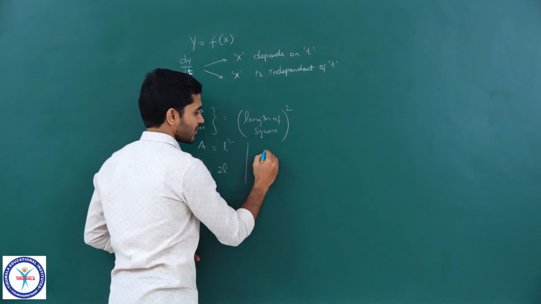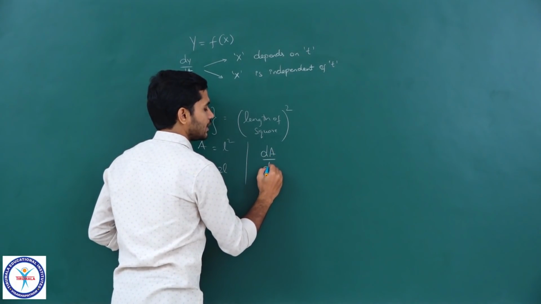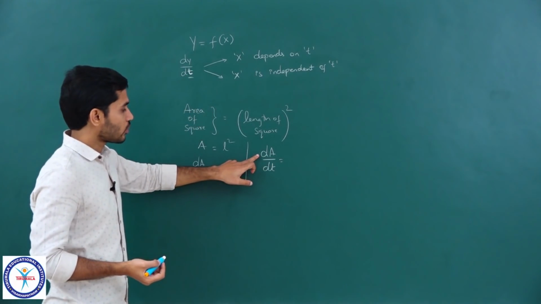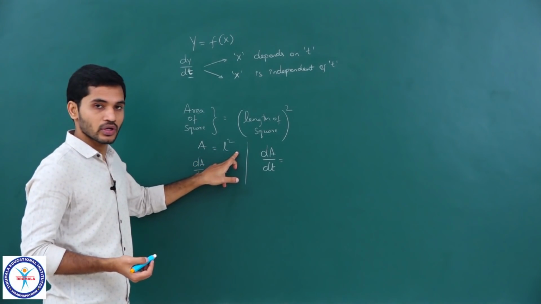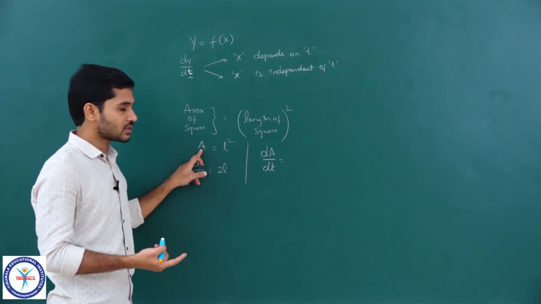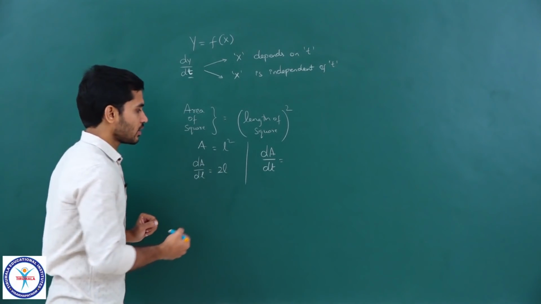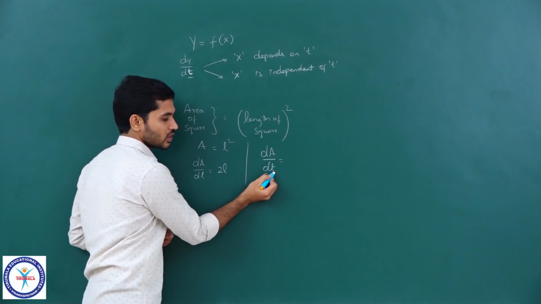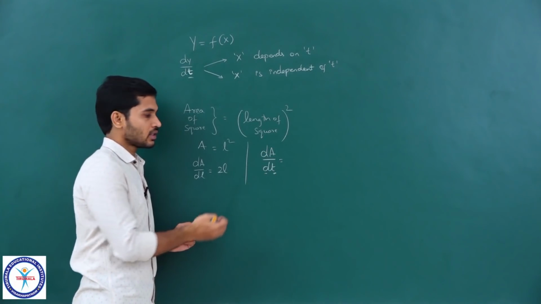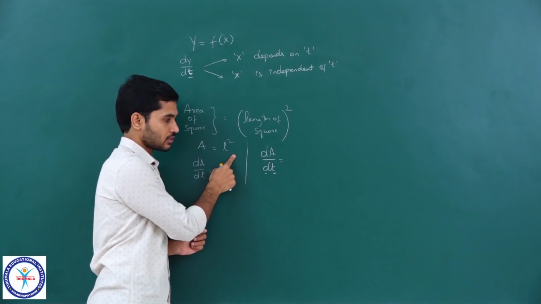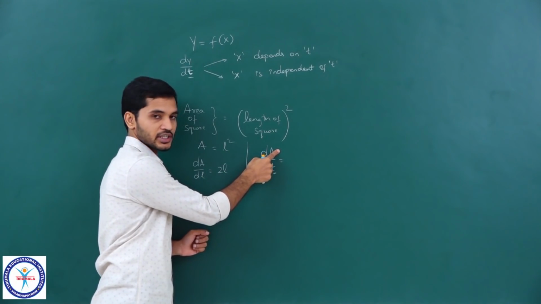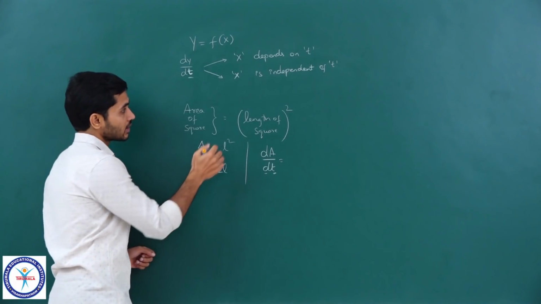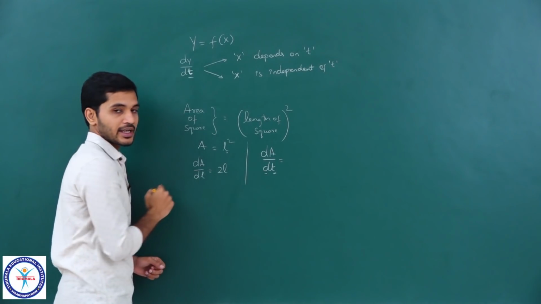But in the same question, if I ask you what is dA by dt, now this is where you should be very careful. Why? Because I told you that A is dependent on L, the value of A depends on the value of L. But I am asking you, how does area change with time? A depends on length, and we ask how area changes with time. To answer this, you have to first know whether length depends on time or not.